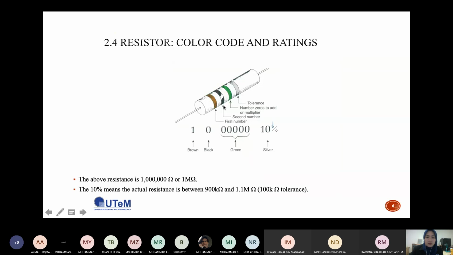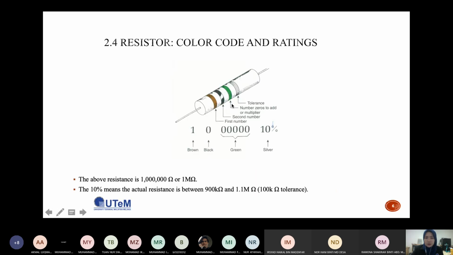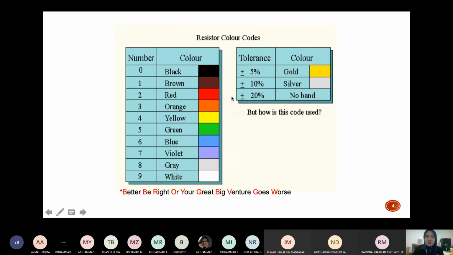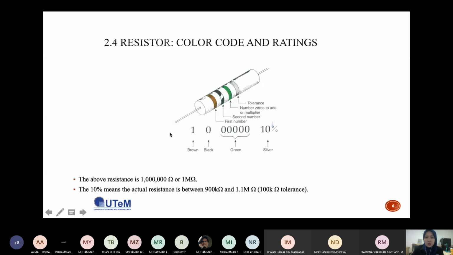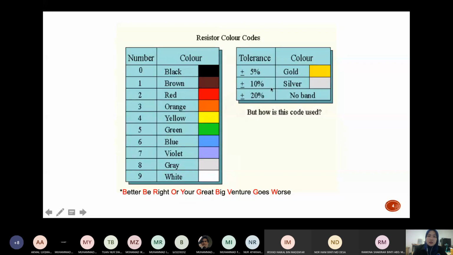The second number is black. Black is equal to 0. The third number represents the number of zeros. The third number here is green. Referring to the table, green is 5, so you need to add 5 zeros: 1, 2, 3, 4, 5. And the last one is the tolerance band. The tolerance band is silver. Going back to the table, silver is plus minus 10%.